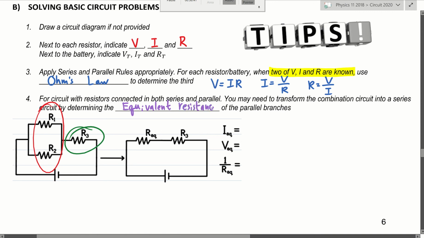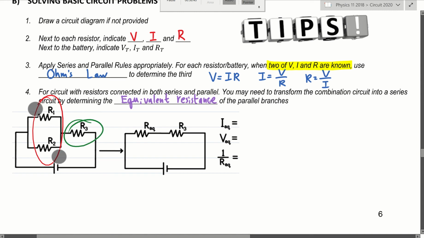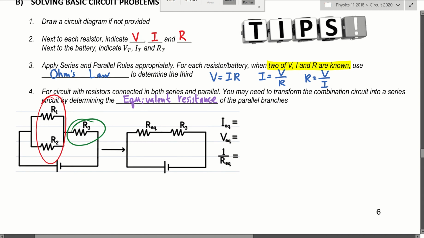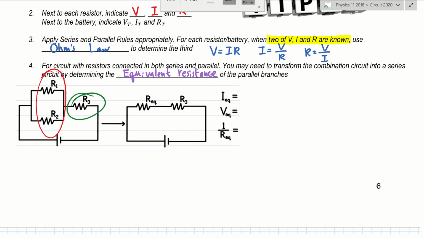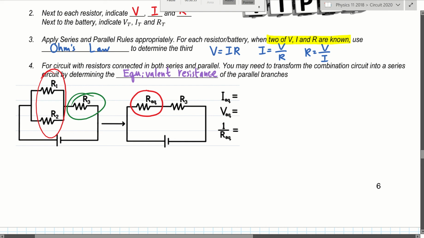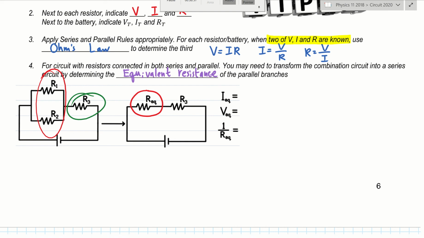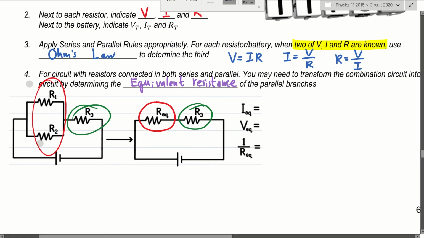Okay, so you might need to find the equivalent resistance for the parallel branch. That usually will give you a good first starting step. So for example, for the 2 parallel branch, I'm going to combine it into one, and then now these 2 are in series, and it's much easier to look at. So how can I combine those 2 into one? That's using the same equation that we have for the parallel part.